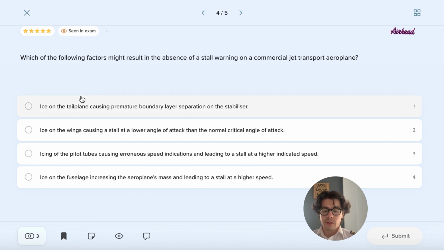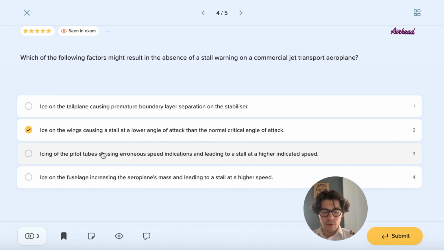the premature buffet on the stabilizer, no, this will cause a nose down or nose up attitude because that's what the stabilizer does. However, it will not make our aircraft stall immediately. Ice on the wings causing stall at a lower angle of attack. This sounds perfect. Icing on the pitot tubes causing erroneous indications. The stall warning is linked to the angle of attack sensor rather than the airspeed information. So remember that for these questions. So although it seems like it could be correct, it is not in this case.